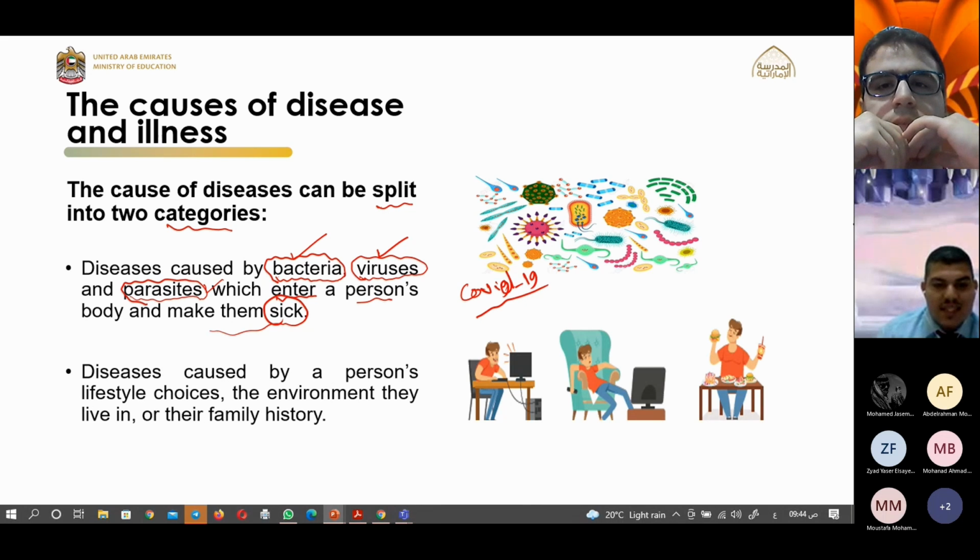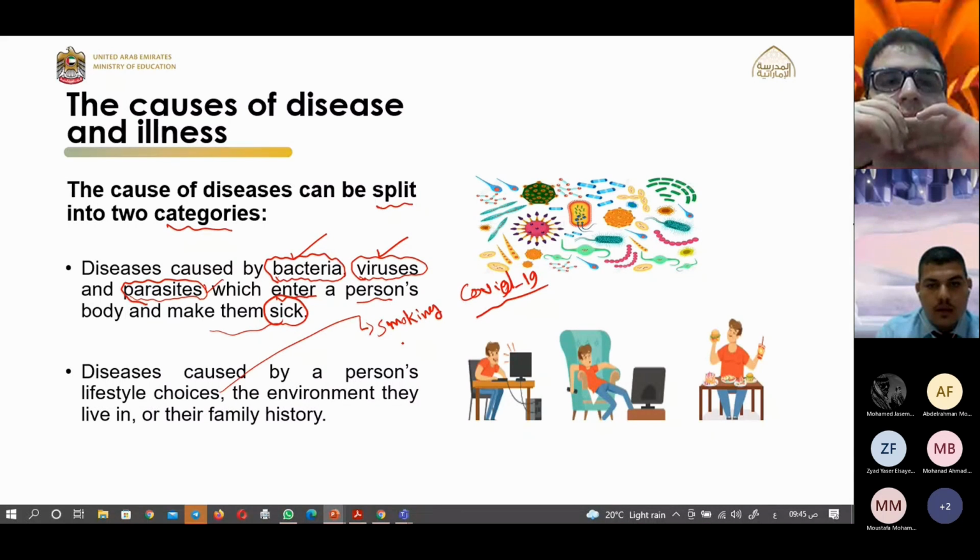The second category is disease caused by a person's lifestyle choices, the environment they live in, or their family history. What about that? Disease caused by a person's lifestyle choices. For example, smoking or drinking alcohol. It can lead to some disease.